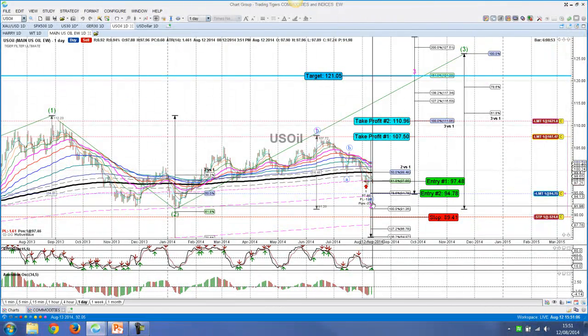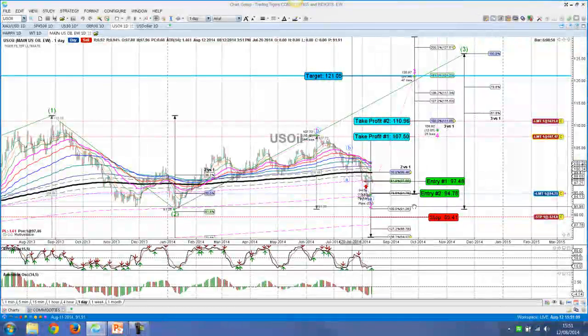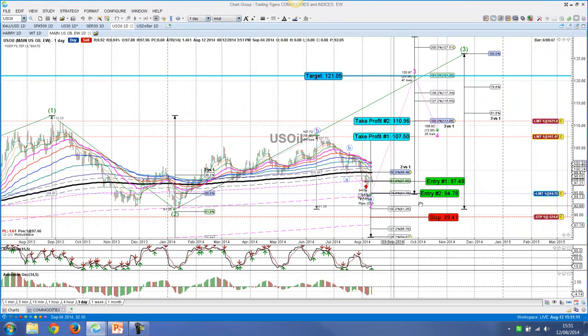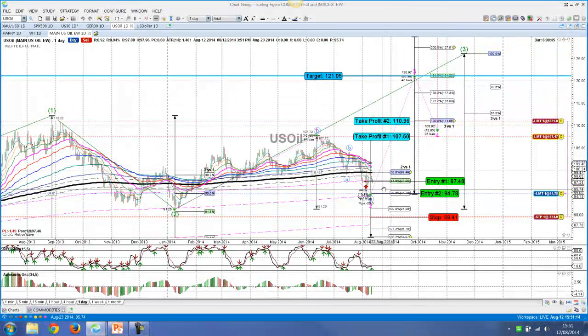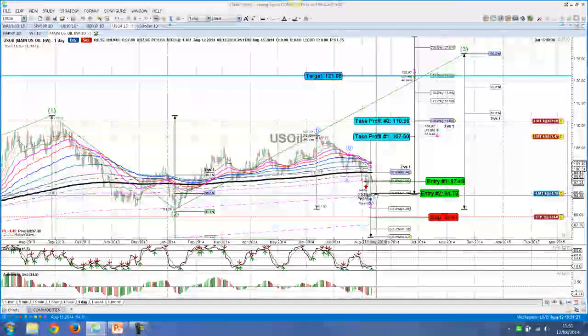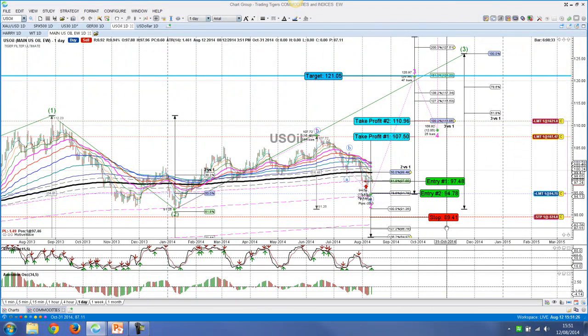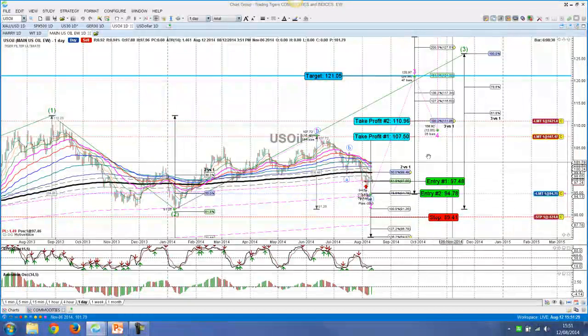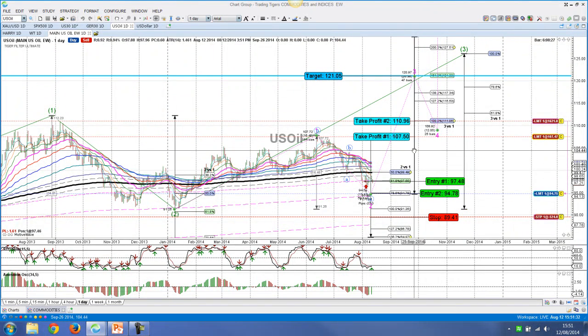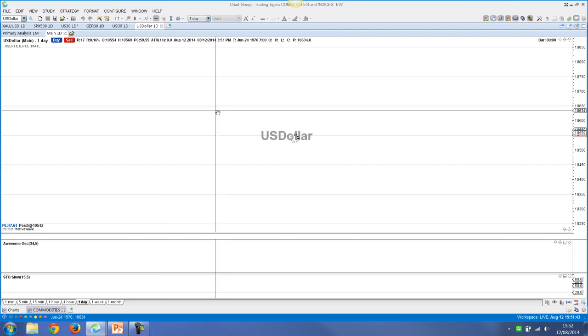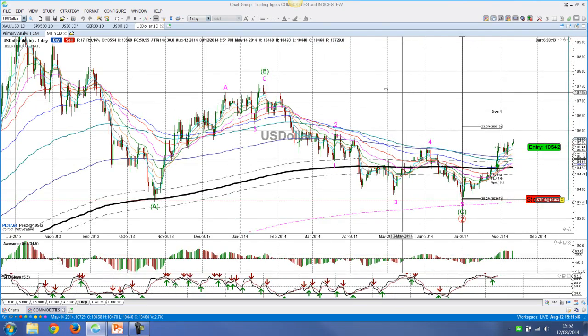Breaking that structure down, we've got a 1, 2 of the minor. Wave 2 hasn't yet completed. We have an entry at 97.48, and we're expecting the market to go down further to 94.78 to kick us into another trade. We've got a stop level at 89.41 and profit targets 107.50, 110.96, and the ultimate target to complete the wave 3 of the minor will be 121.05.